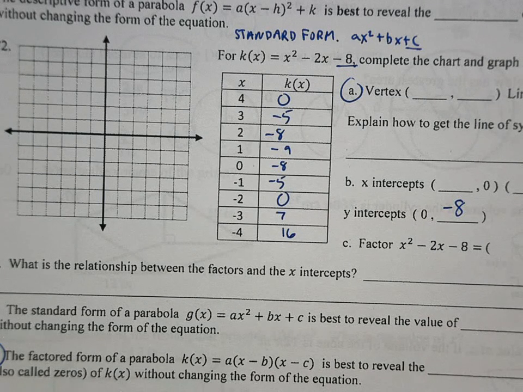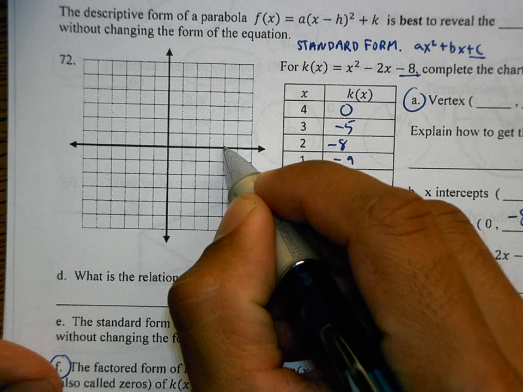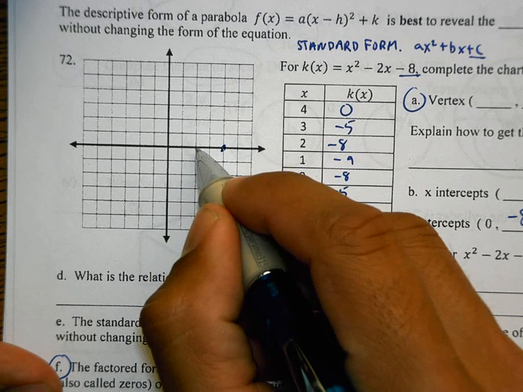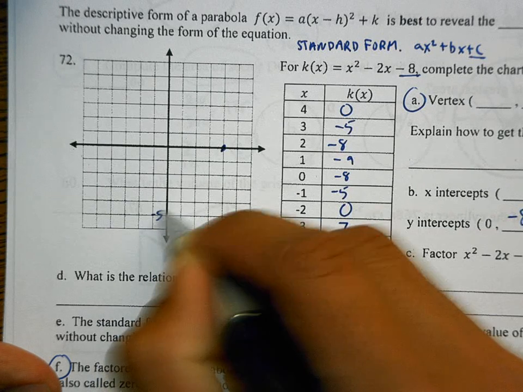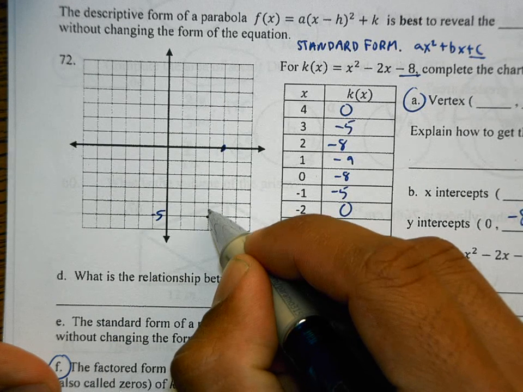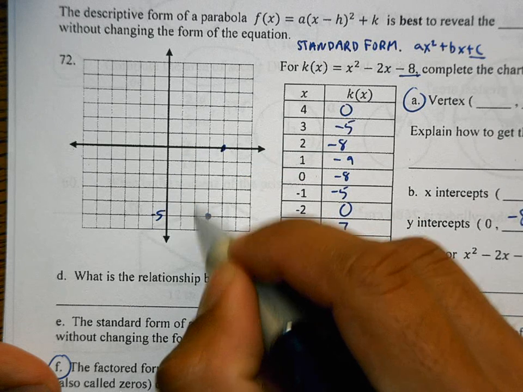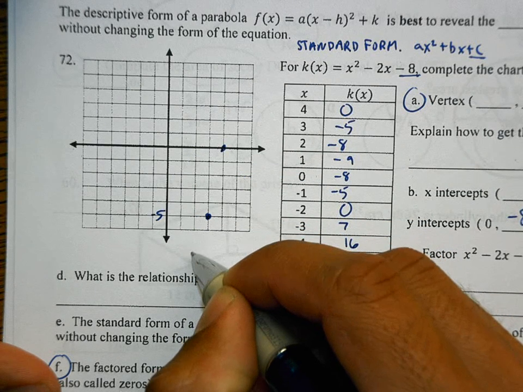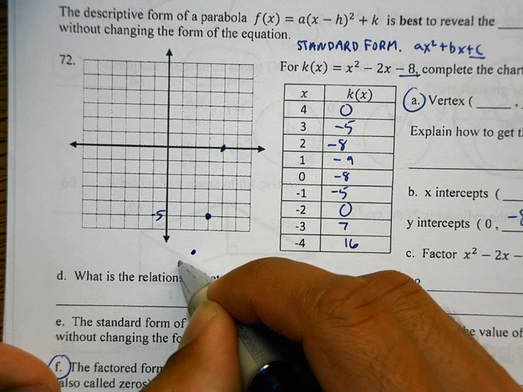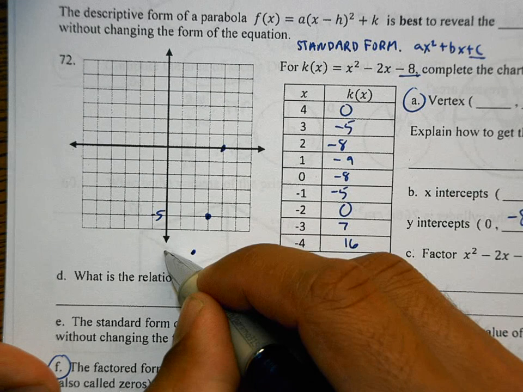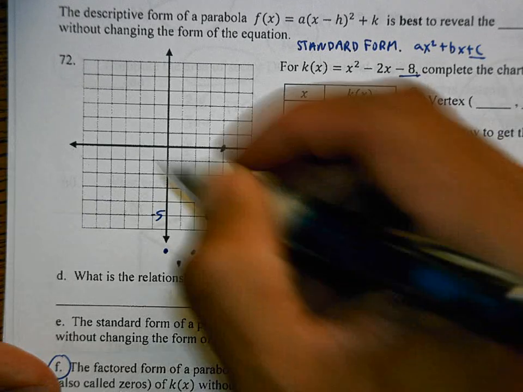I'm going to go graph it real quick. Plotting the points: 4, 0; 3, -5; 2, -8. Then 1, -9. I'm going off the graph. 0, -8. I'm going off the graph. I probably should have counted by 2s now that I look at that.